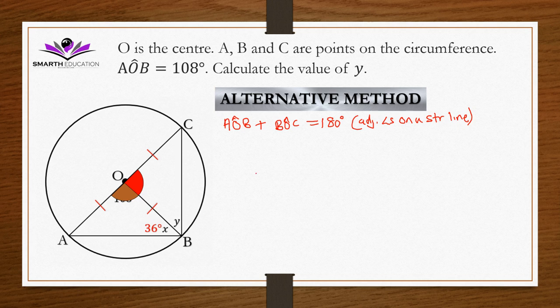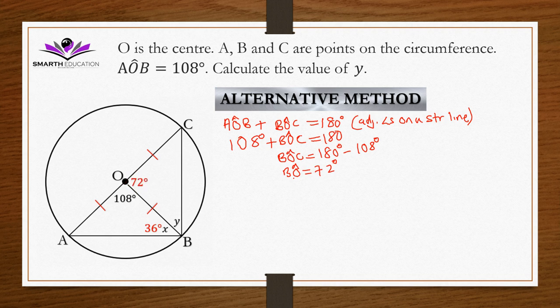Okay, so now we know what AOB is. AOB is 108. So 108 degrees plus BOC must give us 180 degrees. You see that? So now BOC is equal to 180 degrees minus 108 degrees. So BOC is equal to 72 degrees. You see that? So BOC there is 72 degrees.